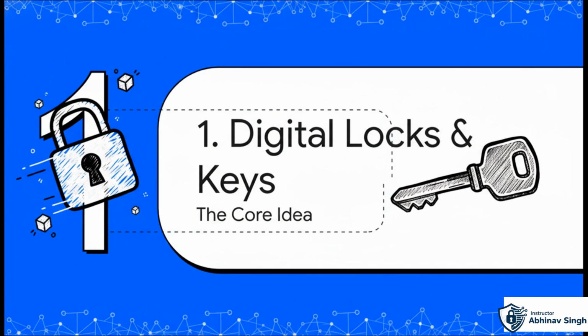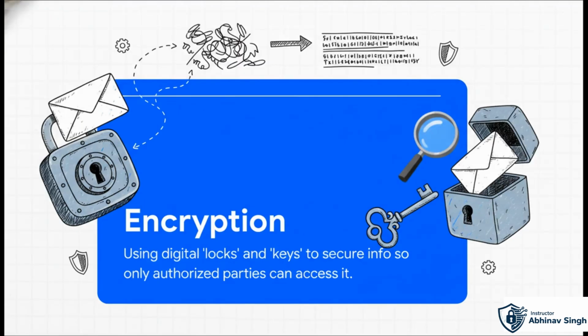All right, so to really wrap our heads around this, we have to start with a really simple but super powerful idea that's at the heart of it all: digital locks and keys. At its core, encryption is basically the digital version of putting a letter inside a locked safe. It takes your information and just scrambles it into a secret code. The only way to unscramble it and read the original message is if you have the exact right key. This simple idea is the foundation for all of our digital privacy.